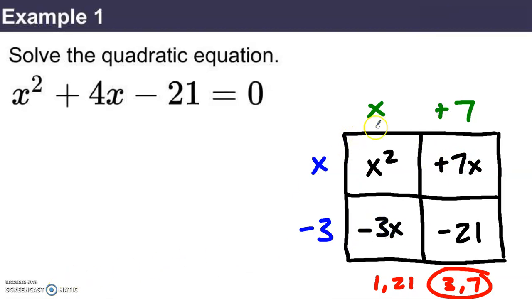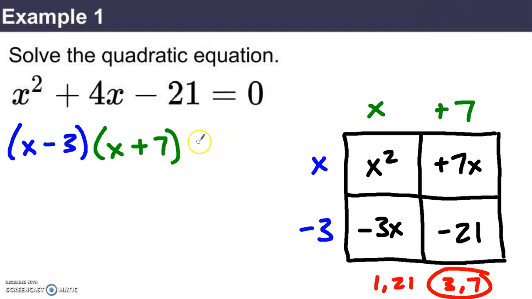And what I hope you'll remember is that the outside of the box tells you what your factors are. The left side of this equation can be rewritten as a product of x minus 3 times x plus 7. And that equals 0. And here's where we have a product of two things now that equals 0. So the zero product property says that if x minus 3 times x plus 7 is 0, then either this factor equals 0 or this factor equals 0. x plus 7 equals 0.